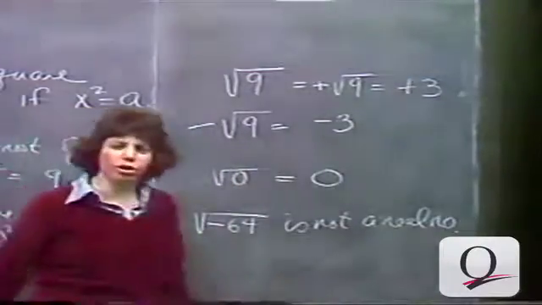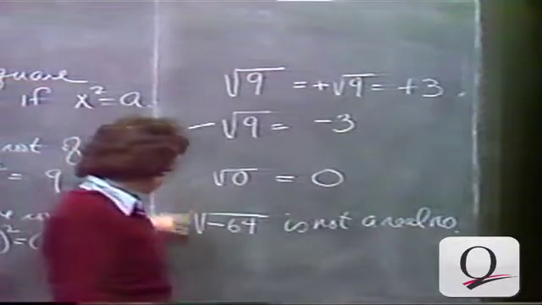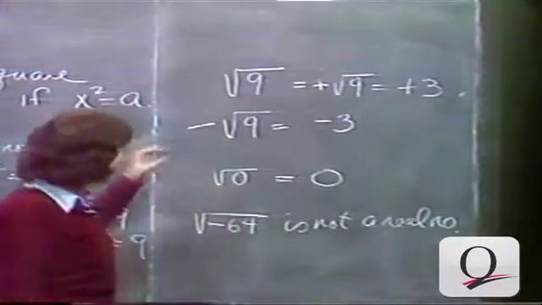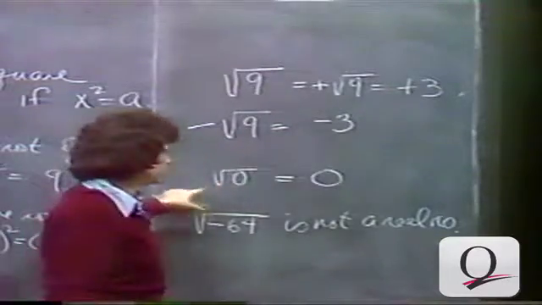And for our purposes, we're only working with real numbers. We'll say that we can't take the square root of a negative number. Positive numbers will have 2 square roots. 0 has 1 square root.